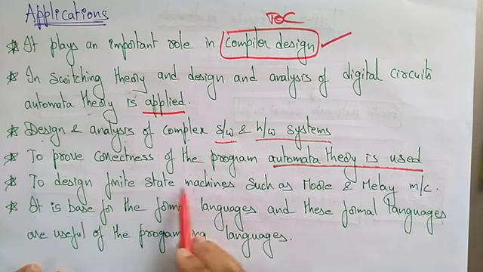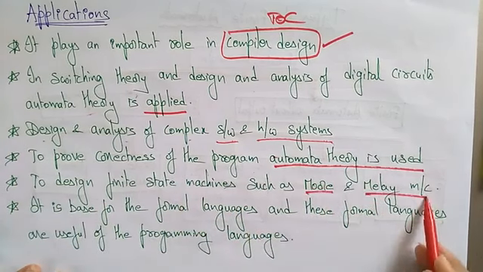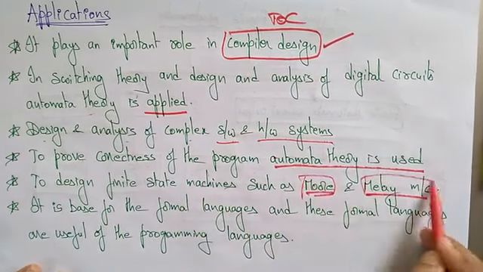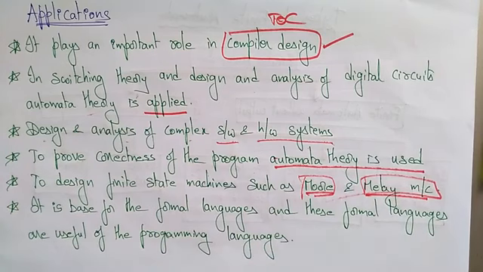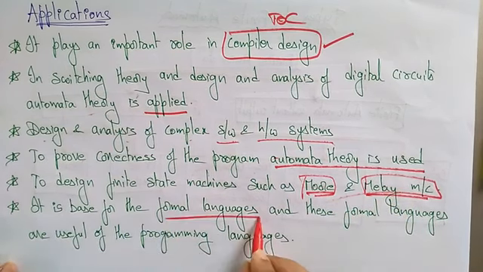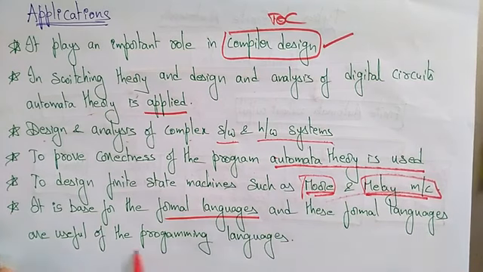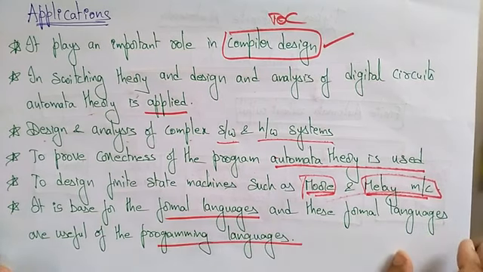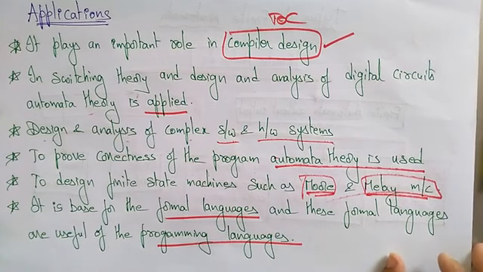To design finite state machines such as Moore and Mealy machines, we require finite automata. The theory of computation is helpful in designing Moore and Mealy machines. It is also the basis for formal languages, and these formal languages are useful for programming languages. So for all programming languages, the base is automata theory. I hope you understand why we are studying the theory of computation.